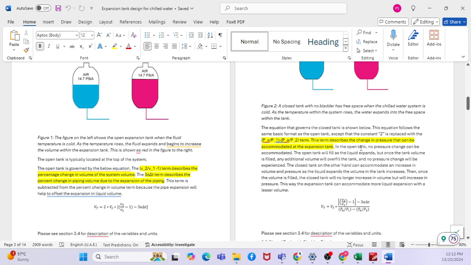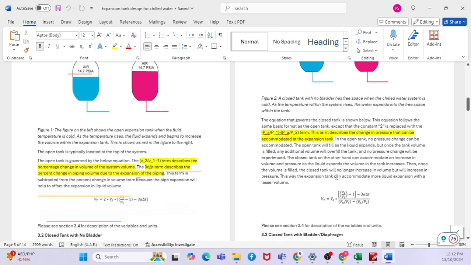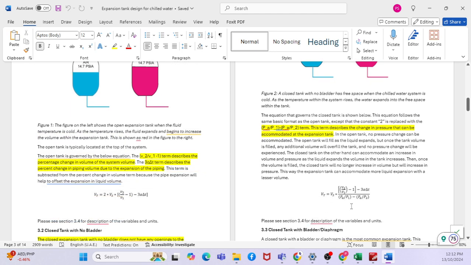If you see the open tank, no pressure change can be accommodated. The open tank fills with water, but once the tank is filled, additional volume can overfill the tank. So here there is no pressure difference, but here there is a pressure difference because of the closed system. That is why we are taking the difference in pressure, which is the change in pressure that can be accommodated at the expansion time. So this is the general equation for the expansion tank.